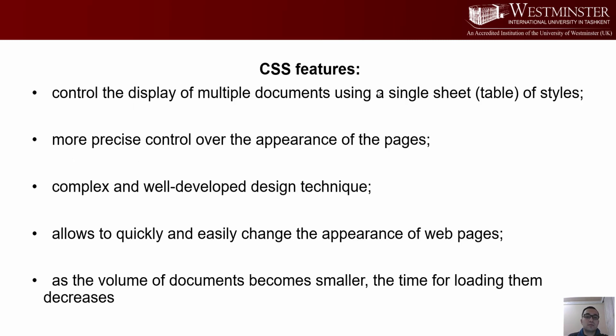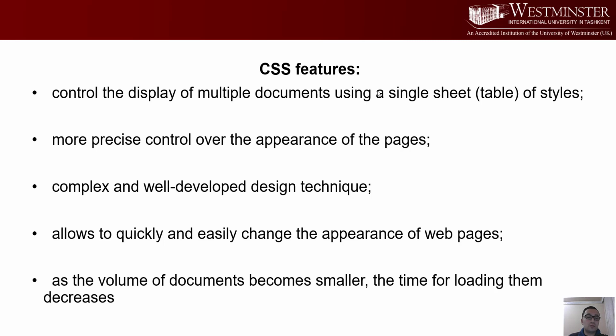Let me enumerate some of the features of CSS. First, CSS enables you to control the display of multiple documents using a single sheet, a single table of styles. So using only one CSS file, you can change the style of almost 100 web pages. Second feature, more precise control over the appearance of the pages. So with the help of CSS, you can position elements. You can change the style of elements in any way you want.